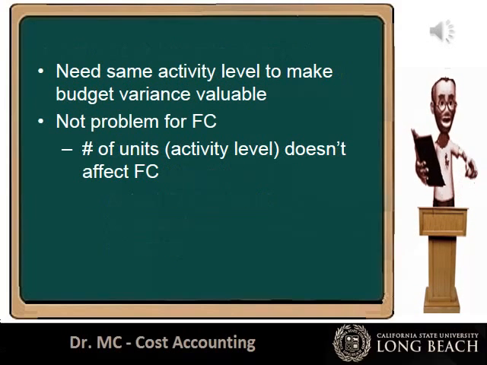In order for the comparison of the actual and budgeted costs contained in the budget variance to mean anything, the budgeted and the actual costs have to be based on the same level of activity. This isn't a problem for fixed costs, because you don't expect a fixed cost to change because you had a different number of units produced. For variable costs, however, the costs are supposed to change when the units change, and the budget should change as well.